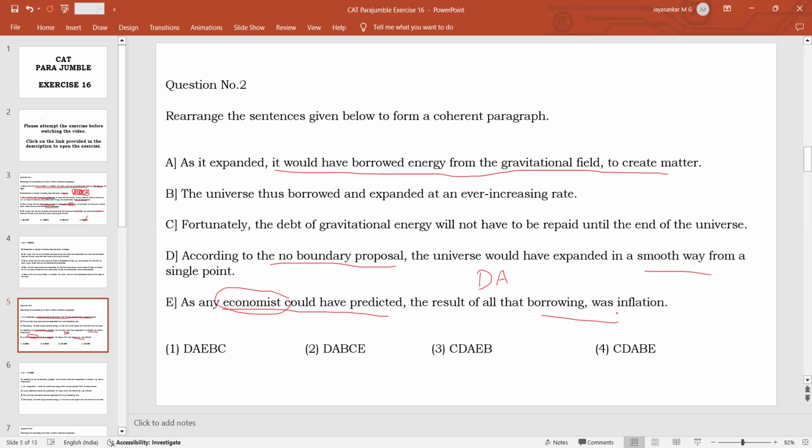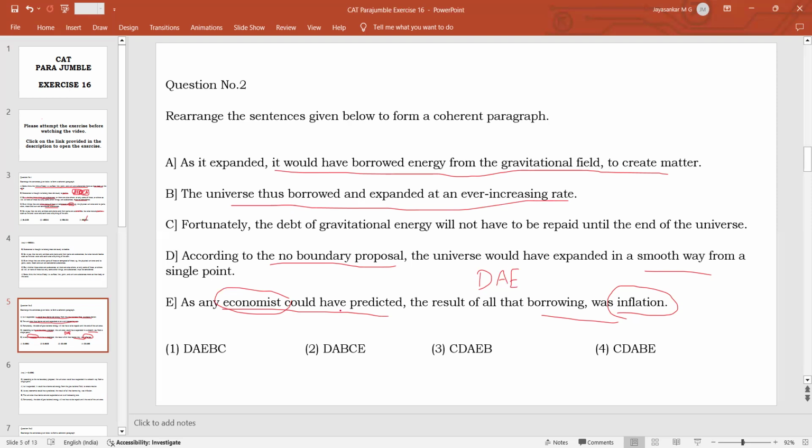inflation. So inflation in this sense is expansion. So here any borrowal of energy from the gravitational field will lead to expansion. So that is why this will form the next sentence, because we have to say that the universe thus borrowed and expanded at an ever increasing rate. So how this borrowal and expansion is done at an increasing rate, that is stated in option E.